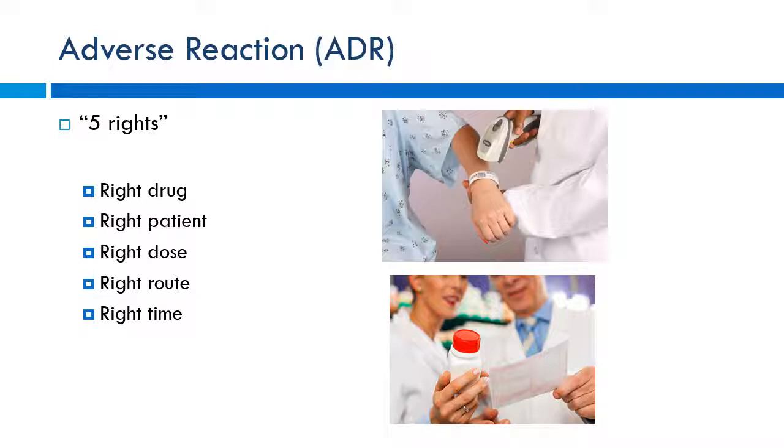So you'll hear about that Swiss cheese model again whenever you're talking about medication safety, or even just any kind of medical error. But again, you want to make sure you get all of these right. Do this every time to make sure you don't cause any problems for your patient, right? So we're talking about the right drug, right patient, right dose, right route, and right time.